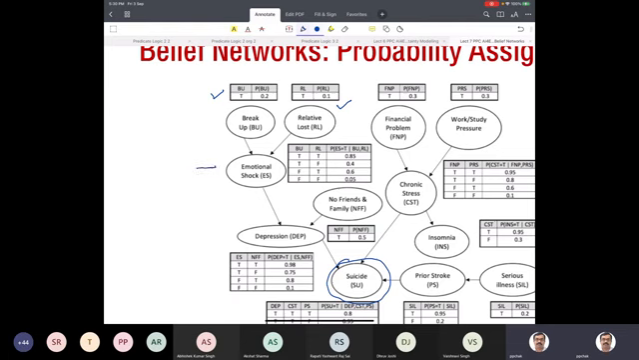Now, emotional shock. Emotional shock depends on breakup and relative loss. And the probability table is given here. It says that if both are true, it is 0.85. If breakup is true and this one is false, it is 0.4. If breakup is false and this is true, it is 0.6. And if both are false, then it is 0.05.